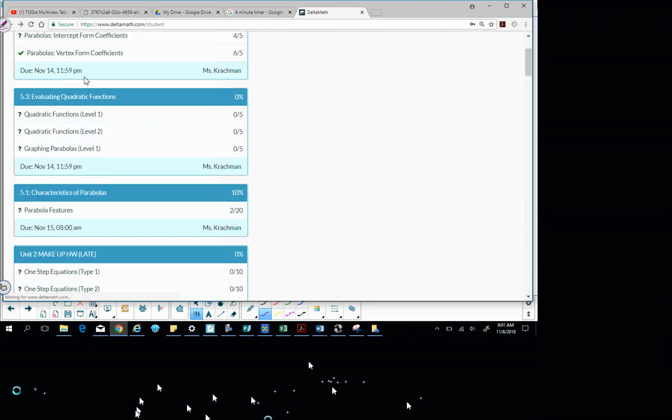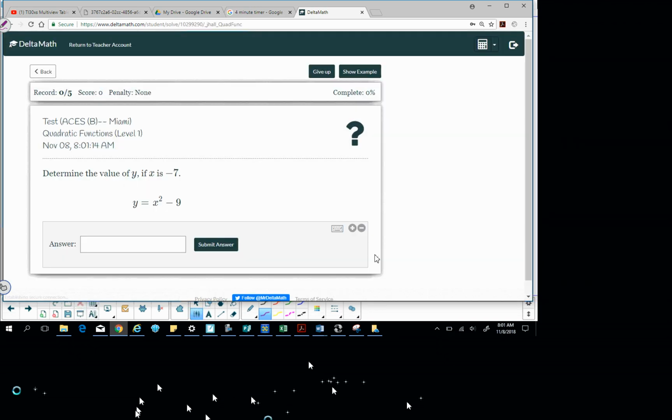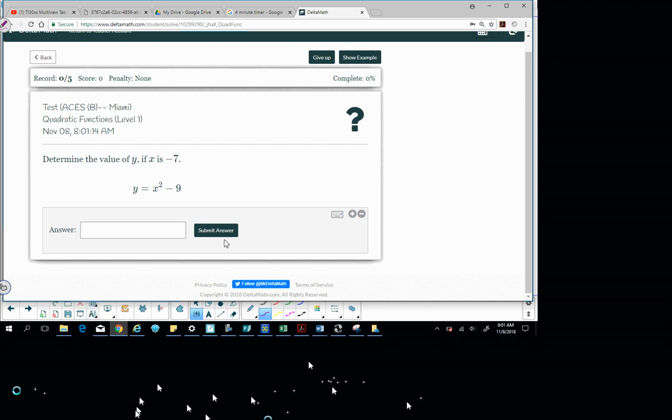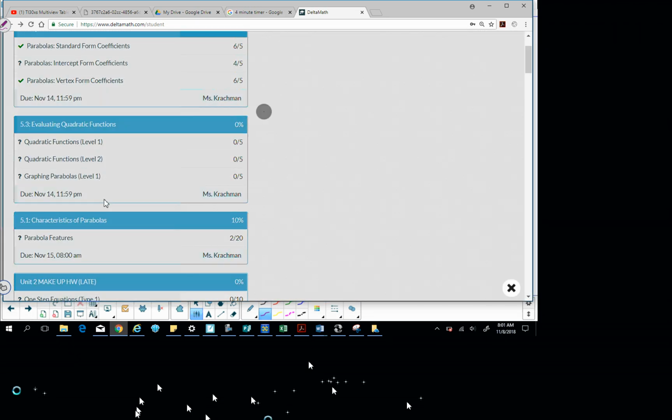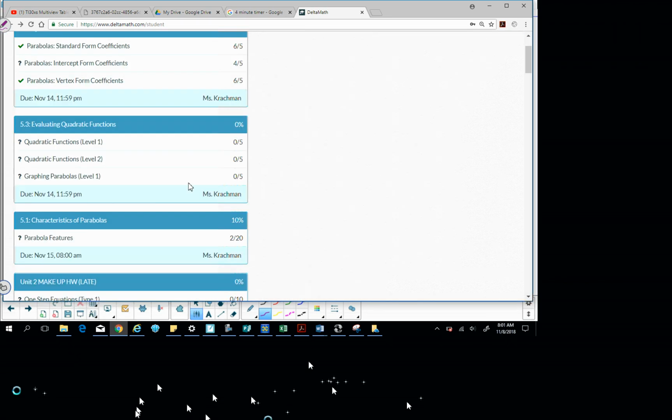But you could just put the points in your calculator so you could see exactly what it looks like. Quadratic functions level 1, you can either put it in your table, or all you're doing, they want you to just plug it in for x and solve. So you could put it in parentheses and plug it in for x and solve, or you could type this in your table, and when x is -7, they want to know what the y is. Same thing with the next one. So they want you to type that in and find when x is -4, what's the y. Does that make sense?